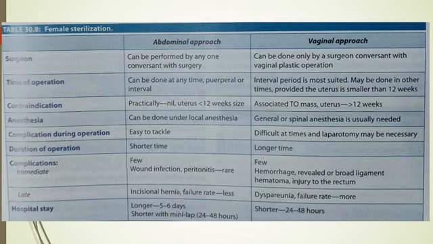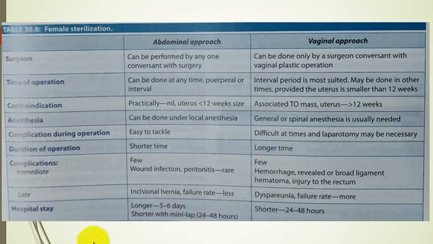The duration of operation is less in the abdominal approach, longer in the vaginal. Complications are few. Wound infection and peritonitis are rare. In the vaginal approach, there are also few, but sometimes a hemorrhage can occur, which goes into the broad ligament and a hematoma forms. Injury to the rectum can occur rarely. So the complications are slightly more in the vaginal approach.